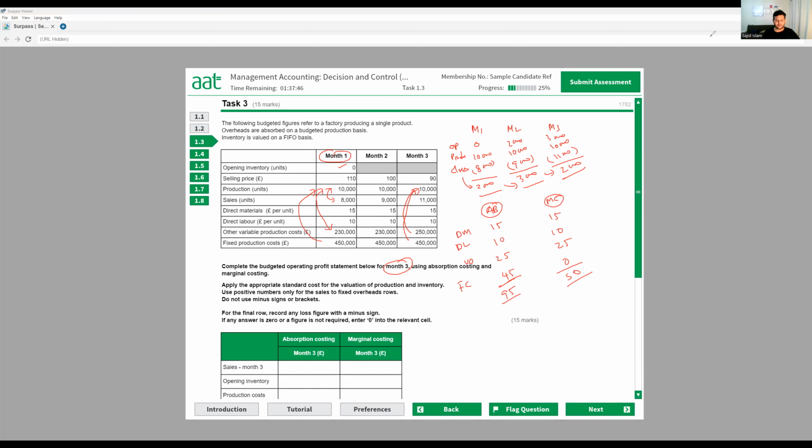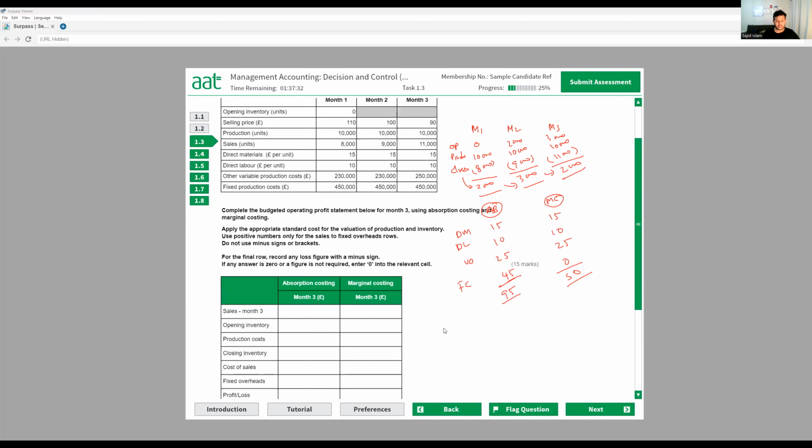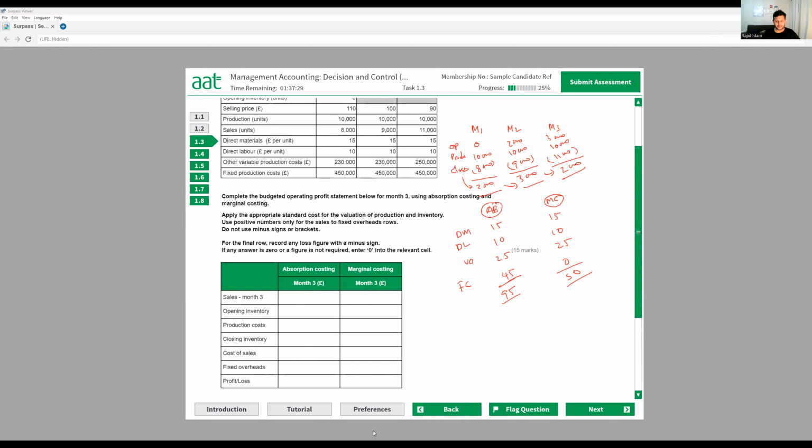All right, let's have a look at the question now. Once you make the workings, life will be easy to complete the question. So let's do that now. Okay, start with the sales. They said prepare the profit statement for month 3. So that's my month 3, the last month. So I have sold 11,000 units, and the per unit selling price is 90. So let's do that.